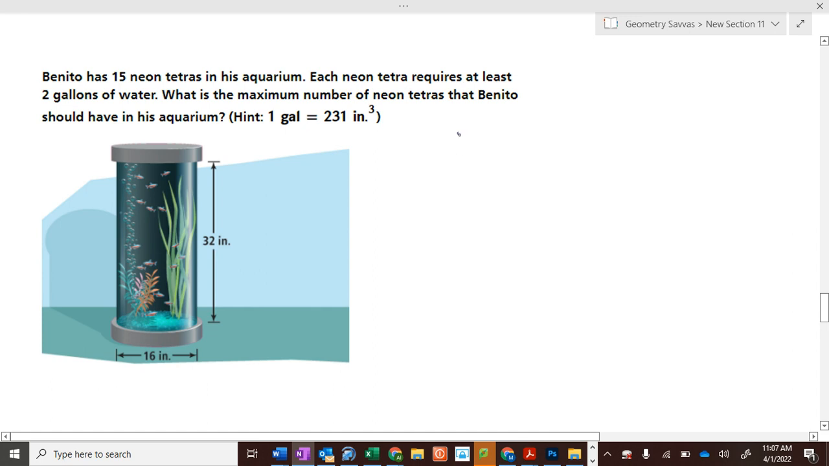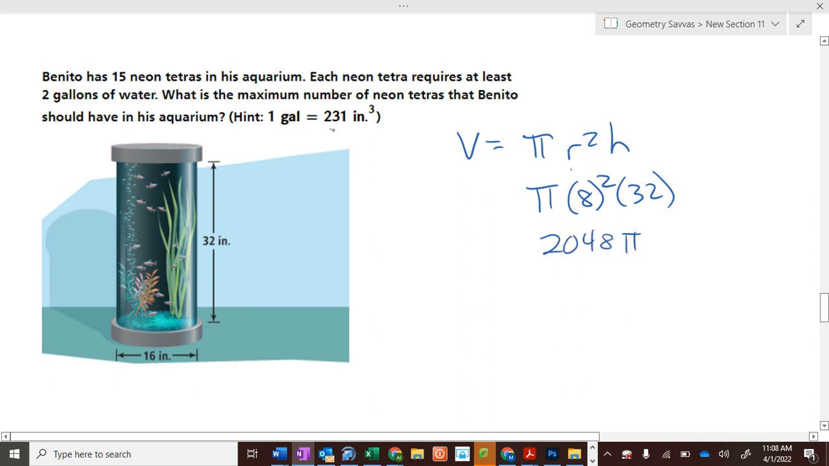All right. So the volume of the aquarium, what's the radius? It's 16 and a half. So it's 8. What's 2048 pi? It's 2048 pi, but since we have cubic inches equals gallons, we need to put the pi involved in there. So you have to take 2048 times pi to get the actual volume in cubic inches, which is?